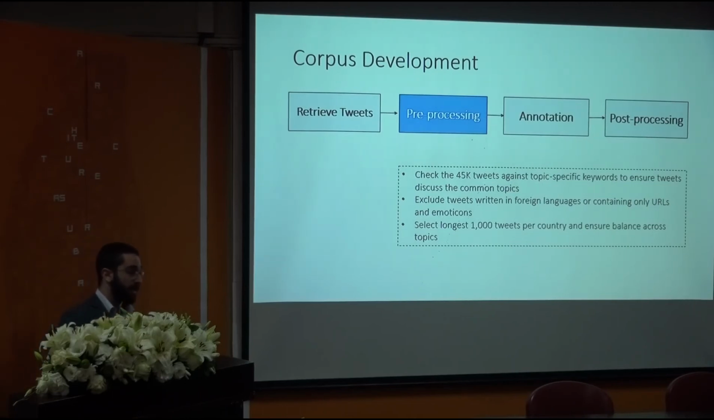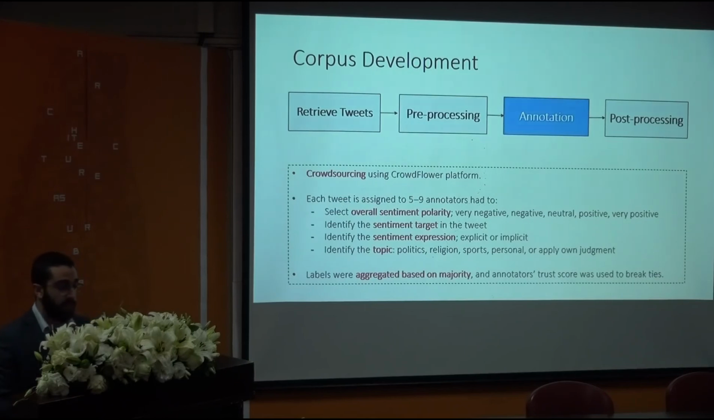Now this is a naive classification approach, but we did it to increase the likelihood that the tweets are discussing our target topics. We also excluded tweets written in foreign languages or containing URLs and emoticons, even though they're relevant, because they're outside the scope of our research. Then we selected the 1,000 longest tweets per country and moved to the third step, which is annotation.